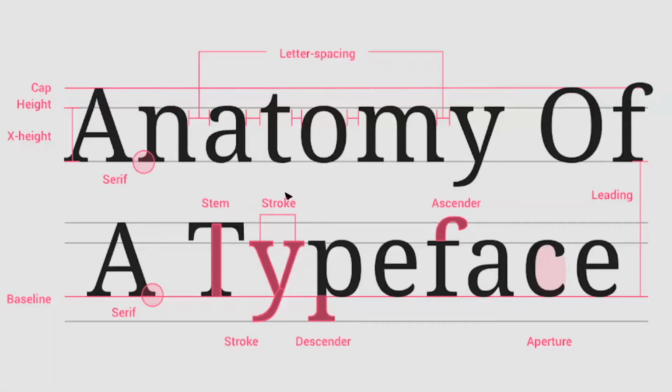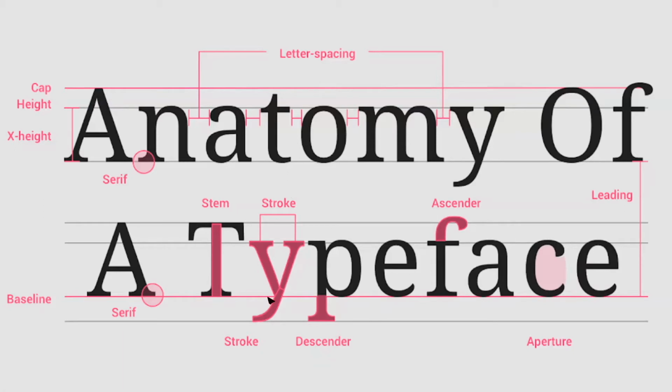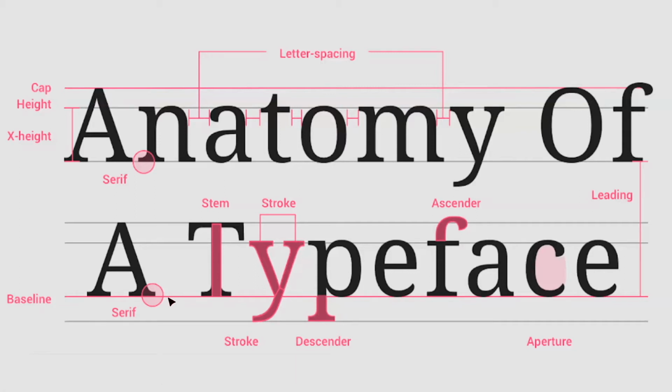Okay, so what is a typeface? This is the anatomy of a typeface. Let's touch on the baseline first. What is the baseline? This is where your text rests. And the serif, what is the serif? It's a little stroke at the end, which makes that traditional look. It ties to, you know, Times New Roman. That's one of the examples people use.